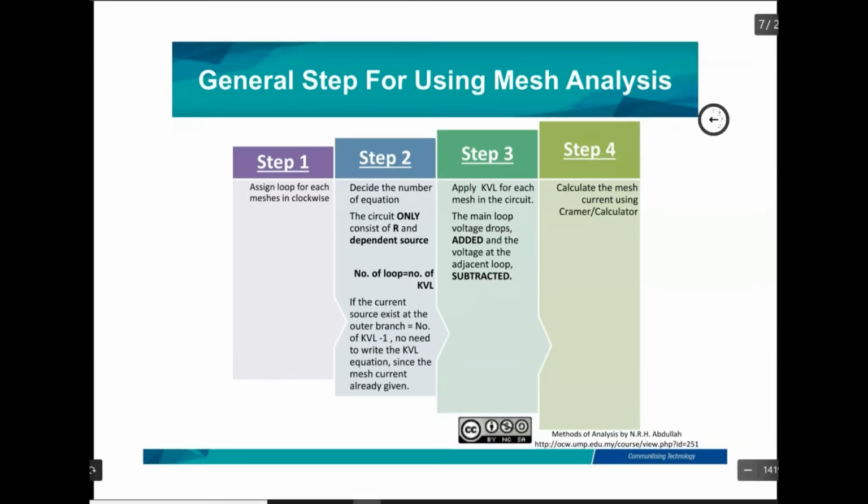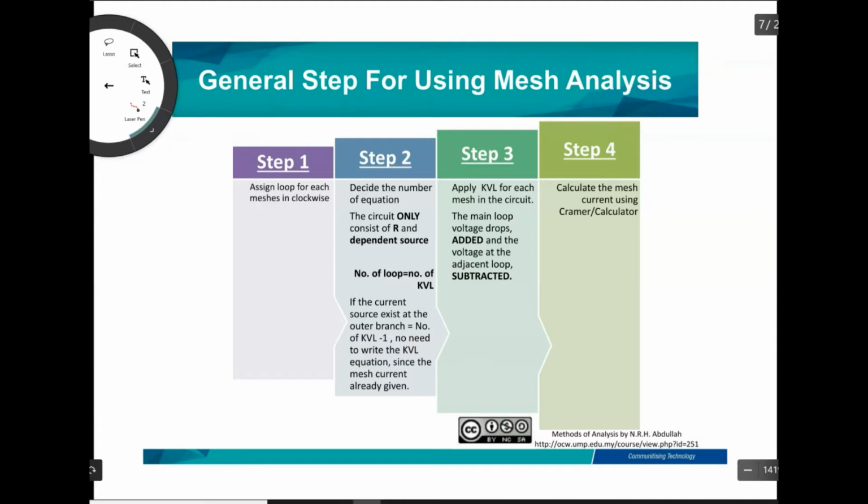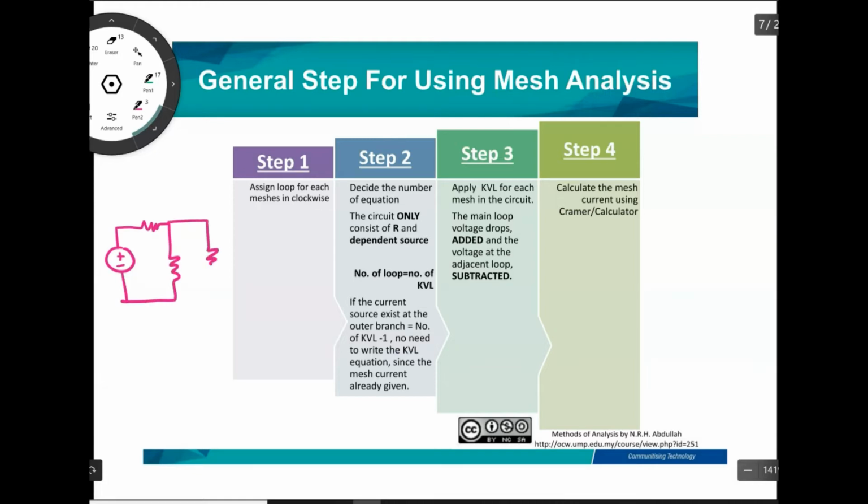So this is the general step for using the mesh analysis. So take a look at this step. For the first step, you have to assign a loop for each mesh in clockwise. So I give some example. What is the meaning of this step? This is a simple circuit. So it consists of 2 loops.